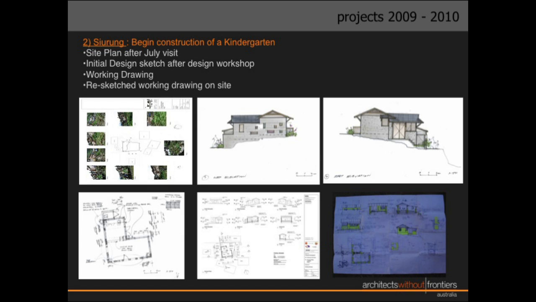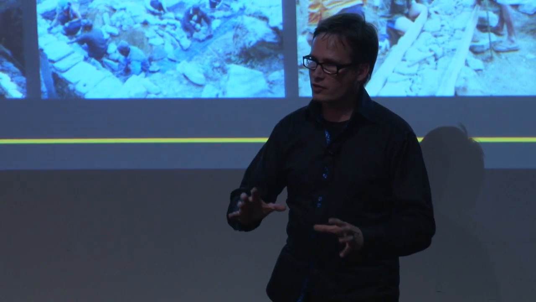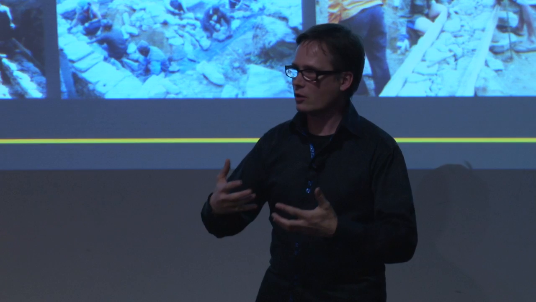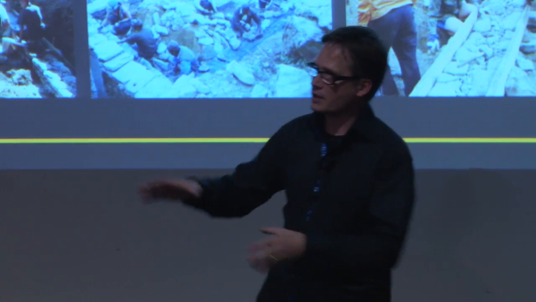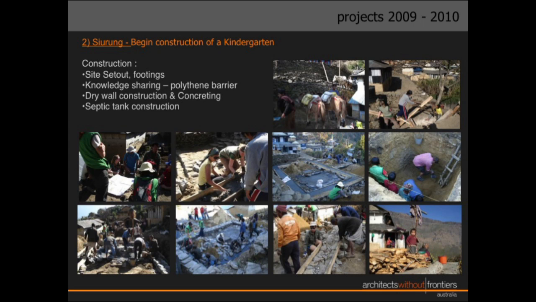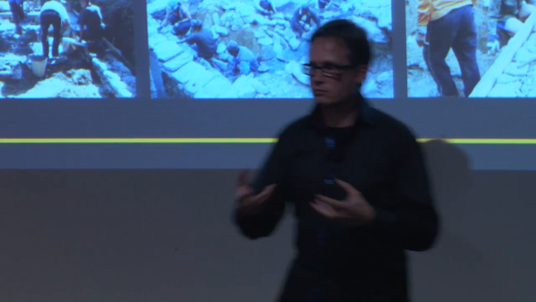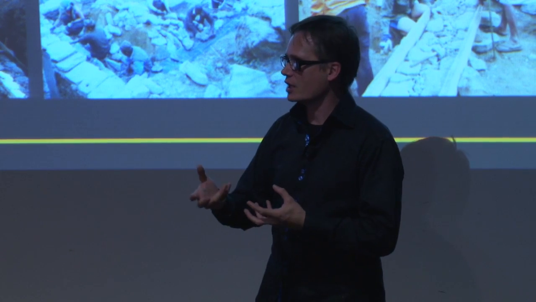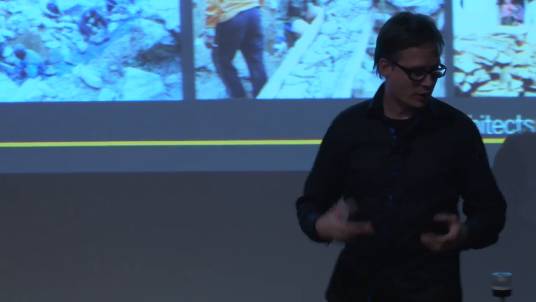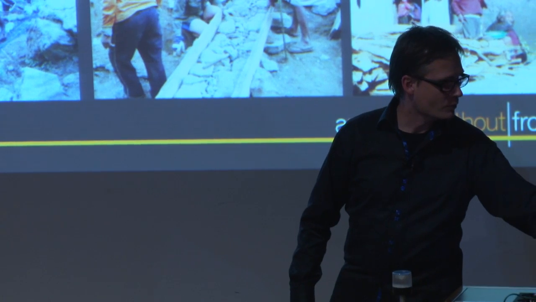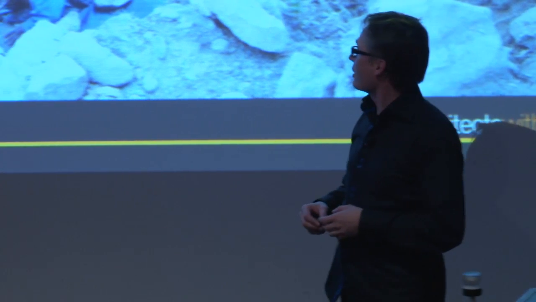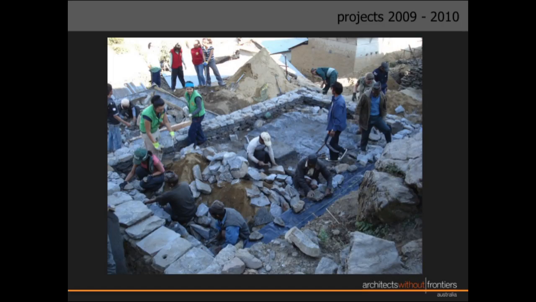And we can see the guys now constructing that, working alongside local tradesmen and knowledge sharing. So we were able to install a polythene barrier under the dry wall as a way of preventing rising damp. It doesn't usually happen in the rural areas, they don't usually get the polythene barrier. But again, simple intervention, simple design, knowledge sharing, but incredibly important to avoid the rising damp in the kindergarten. And there's a larger shot there of the guys working alongside the local tradies doing the drywall construction.